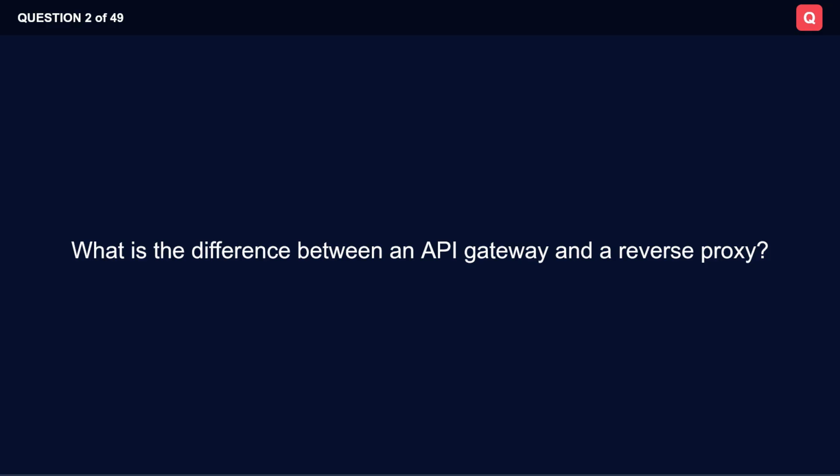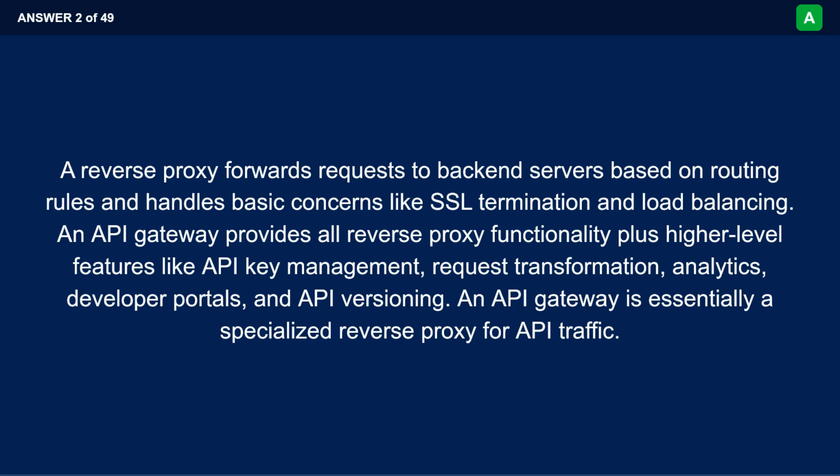What is the difference between an API gateway and a reverse proxy? A reverse proxy forwards requests to backend servers based on routing rules and handles basic concerns like SSL termination and load balancing. An API gateway provides all reverse proxy functionality, plus higher-level features like API key management, request transformation, analytics, developer portals, and API versioning. An API gateway is essentially a specialized reverse proxy for API traffic.